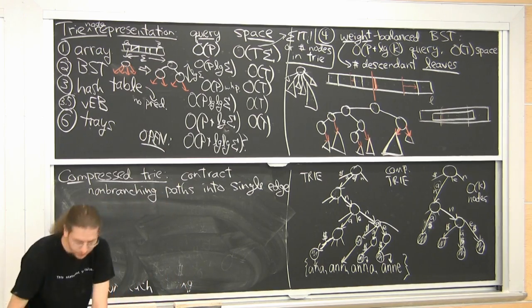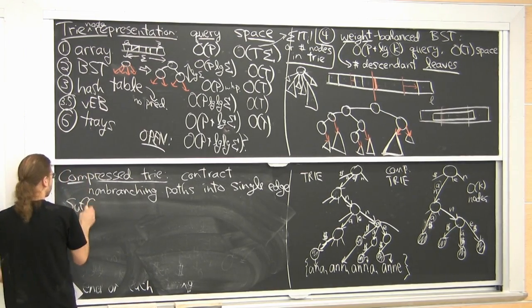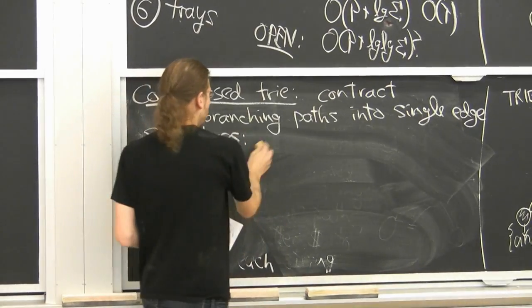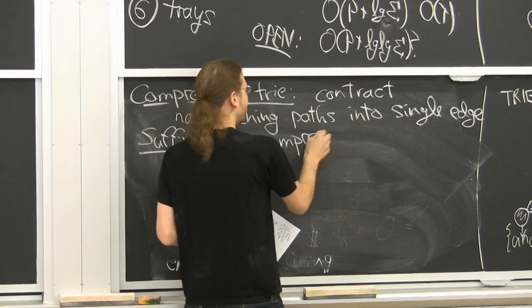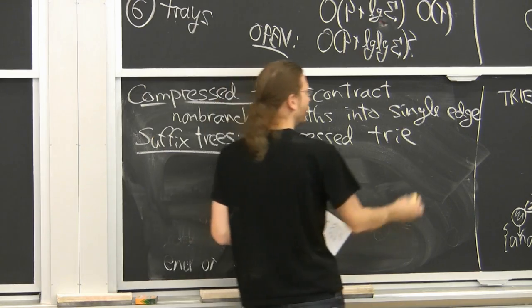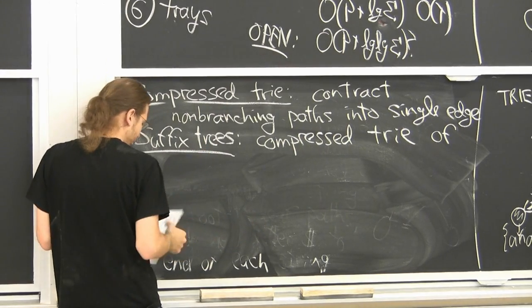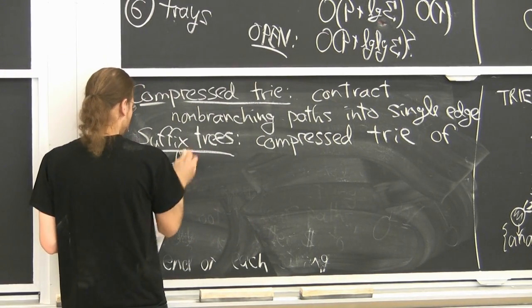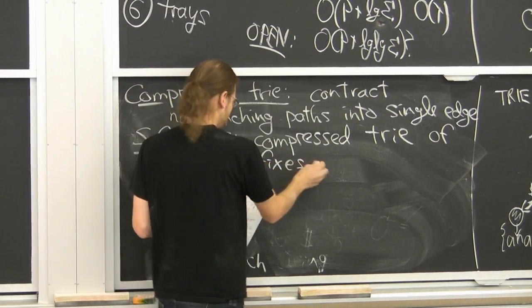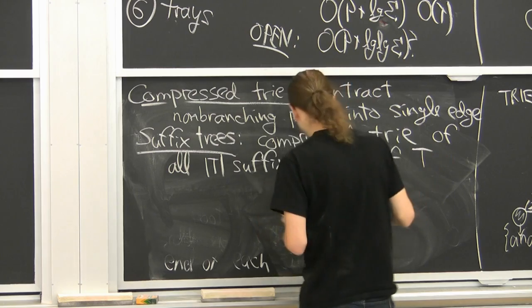Okay, but really compressed tries are a warm up for suffix trees. So let's talk about suffix trees. Suffix trees are a compressed trie. So really they should be called suffix tries, and occasionally people will call them suffix tries, but mostly people call them suffix trees, so for consistency I'll call them trees as well. But they are tries. I'm going to introduce some notation here.